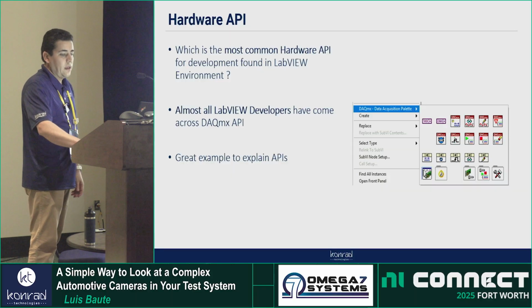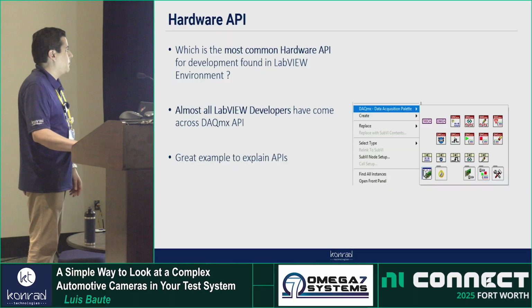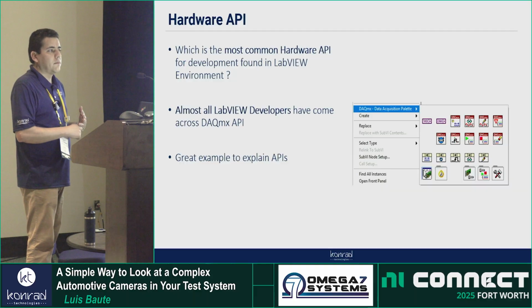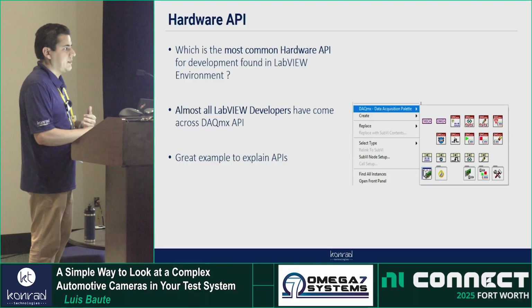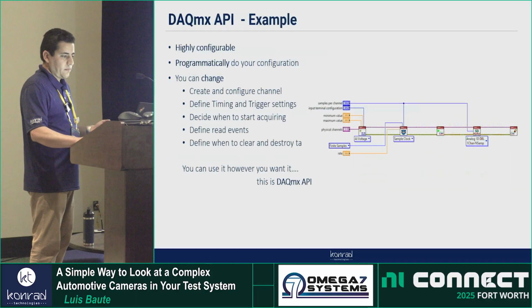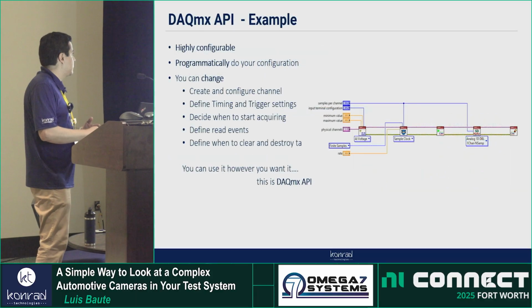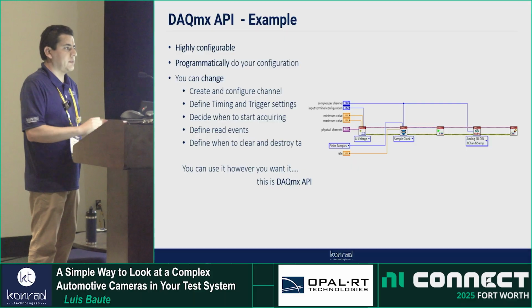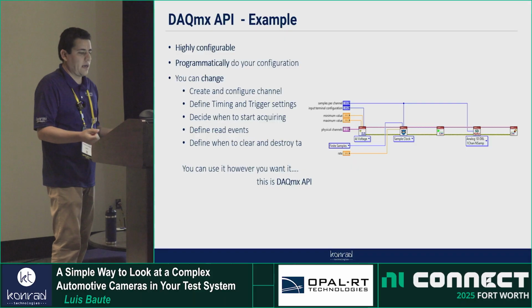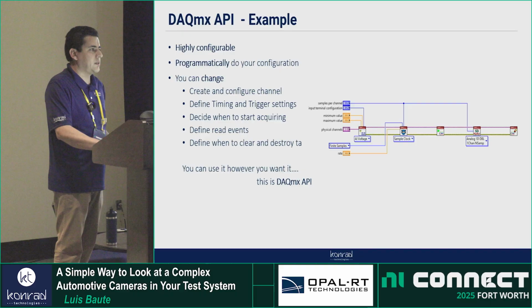It's very easy, and it's a very good example of an API because you can use it to do all the functions in DAQmx. You can create a task, set the timing settings, and decide how much you're going to read from the DAQ channel. So basically, the DAQmx API is a very good example of that.